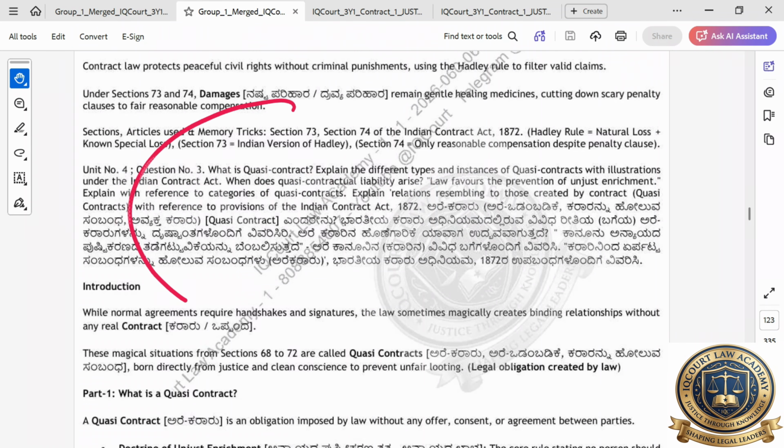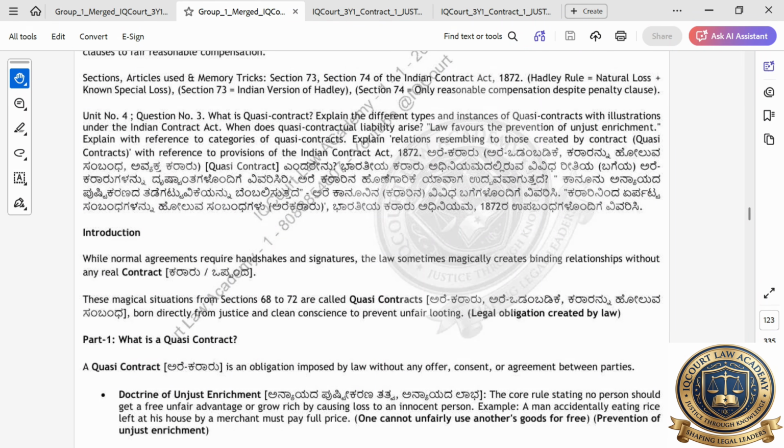Then the third question, quasi contract, very, very important. I will explain. Quasi contract means it is a contract without making the contract. It's very simple, very easy.